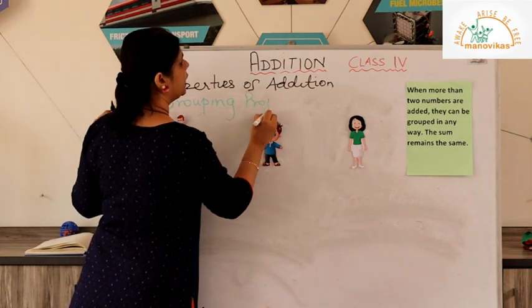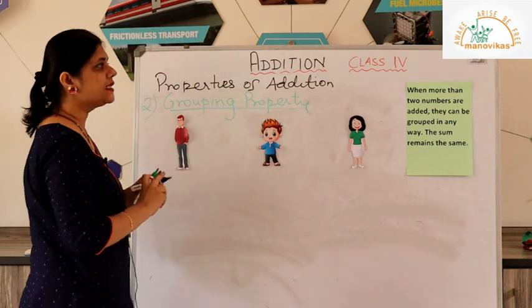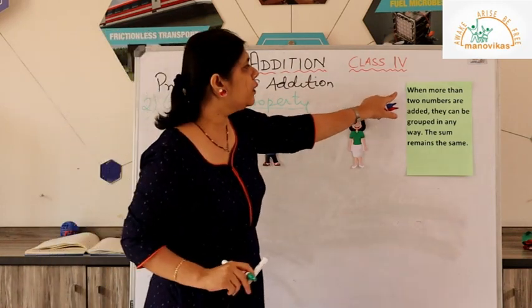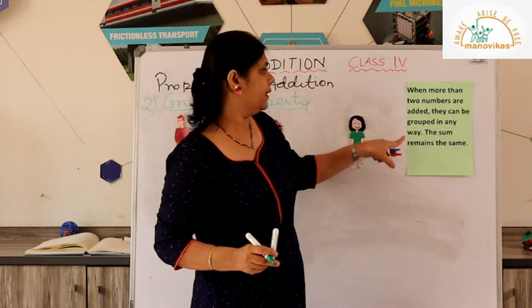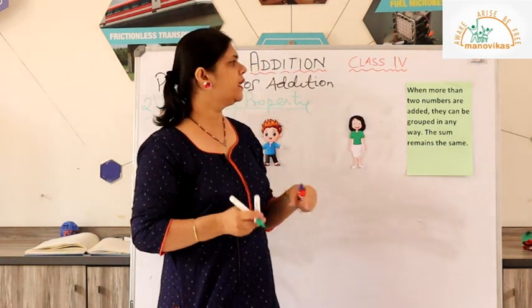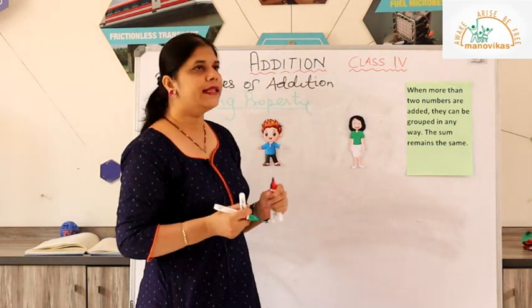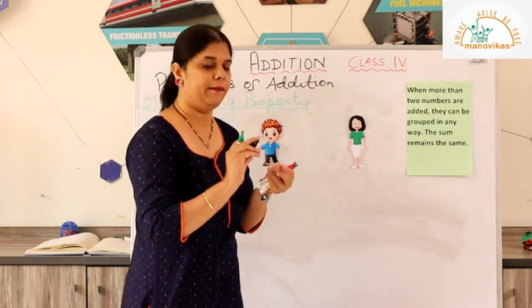Now we will see the next property of addition, that is the grouping property. Grouping property of addition, right? Now, what does this property say? When more than two numbers are added, they can be grouped in any way. The sum remains the same. I repeat, when two or more numbers are added, they can be grouped in any way. The sum remains the same.